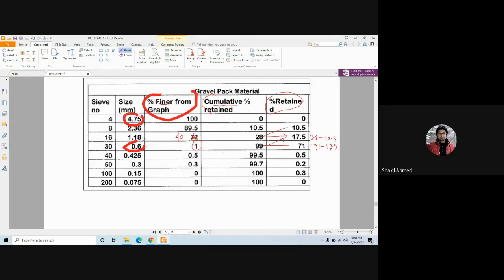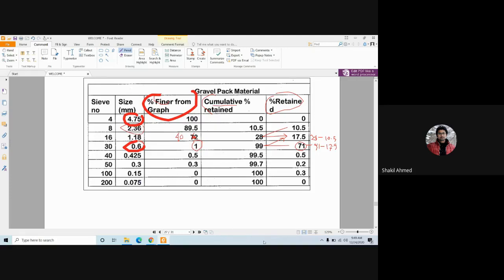For example, in the 0.6 millimeter size sieve, you get 71% particle. So you can easily make this in a gradation, in a combination of an aggregate. You make 71% particle around 0.6 millimeter, 10.5% particle around 2.36 millimeter. That's how you can make this gravel.